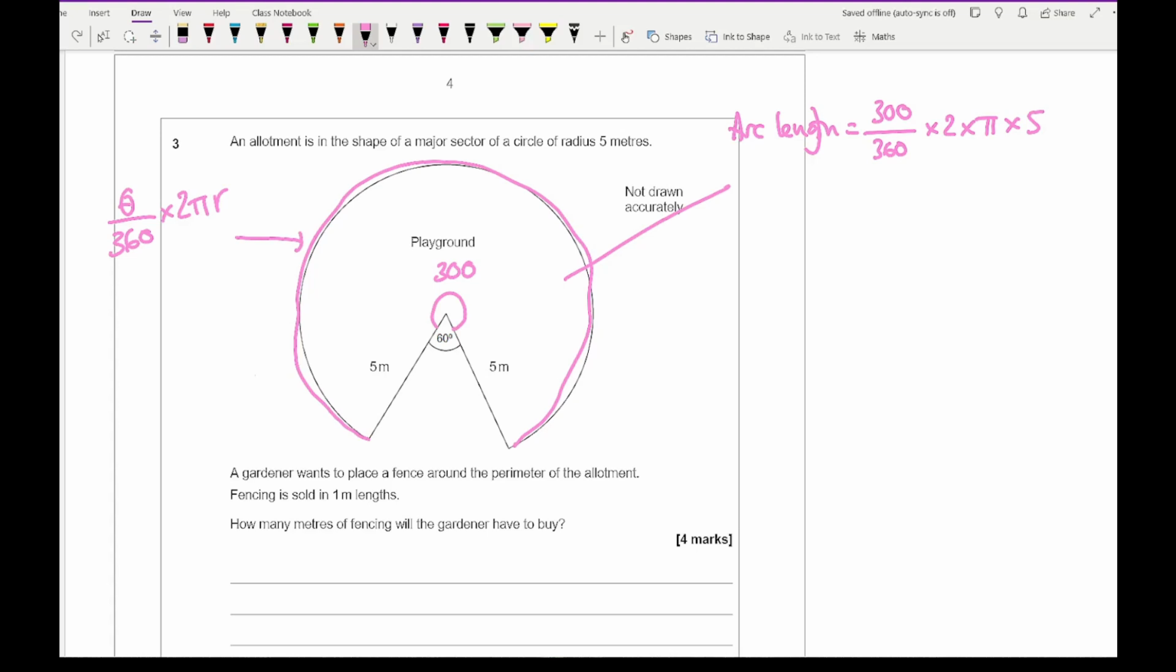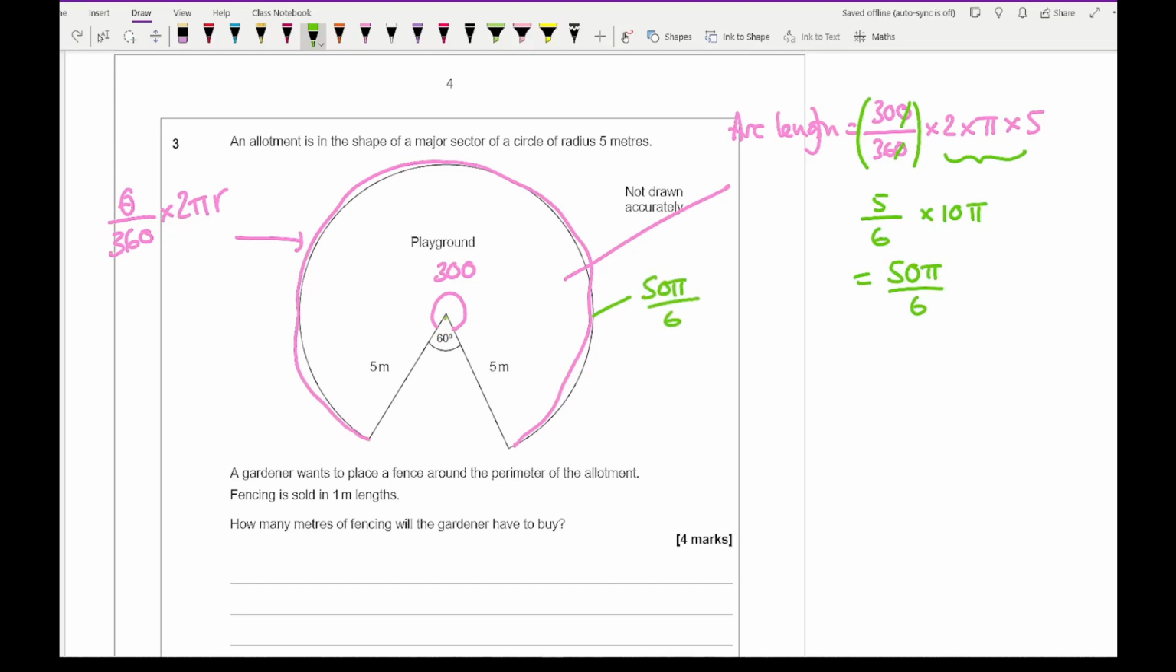So then working with this fraction, I can take the zeros off, so that's 30 over 36, divide both numbers by 6, so that becomes 5 over 6, and 2 pi times 5 is 10 pi. So that then becomes 50 pi over 6. So this length here is 50 pi over 6.